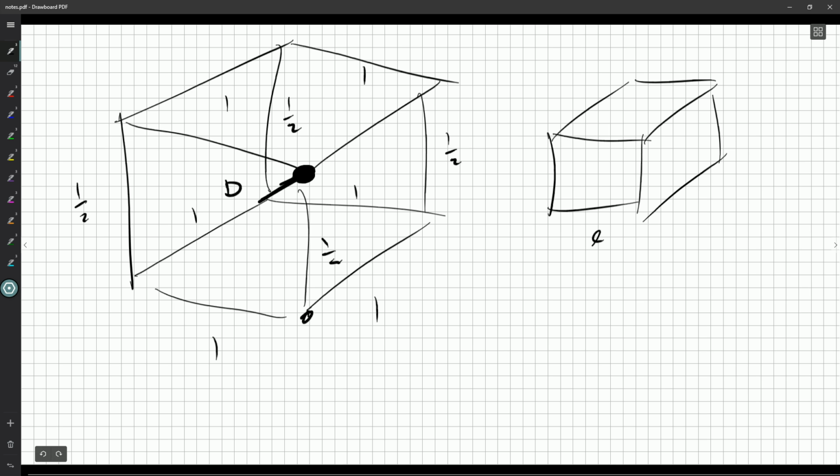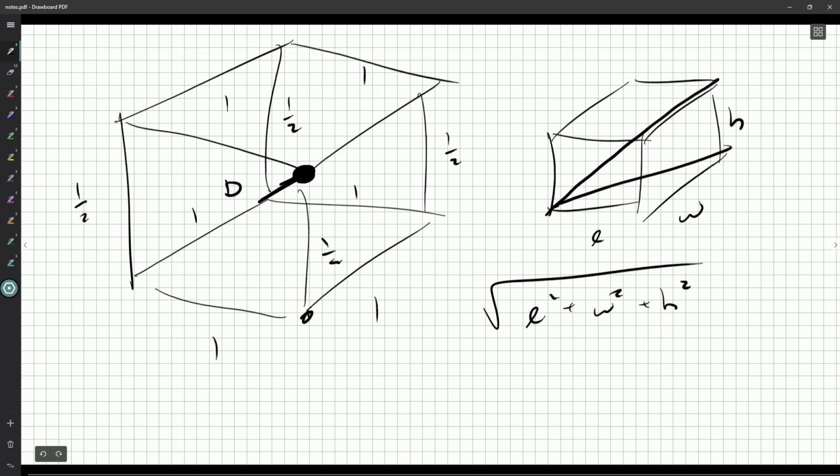So anytime you've got a prism with length, width, and height, and you want to connect opposite corners, it's always the square root of the length squared, the width squared, and the height squared. You can prove this with Pythagorean triangles. Put one across the base, and then you're going to have one along this diagonal with the height. Or it's just a formula you might know from 3D geometry.